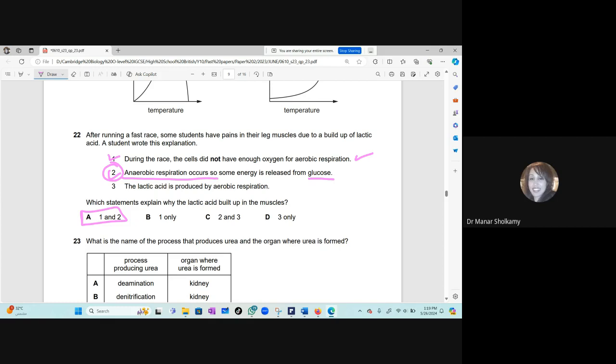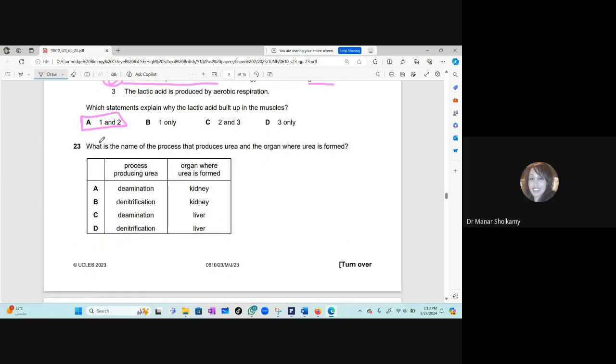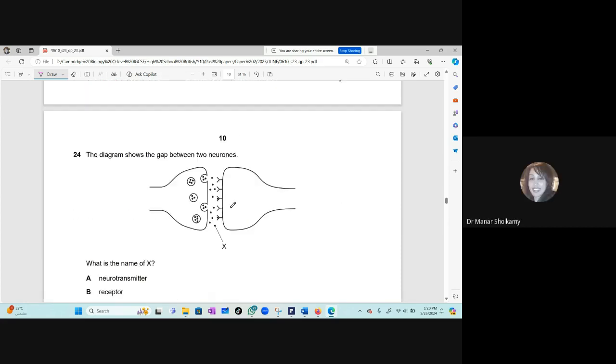Okay, good. 23. What is the name of the process that produces urea and the organ where urea is formed? So the process producing urea, what is its name? And it happens in which organ? Deamination, and it happens in the liver. C. Yes. Okay, deamination, and it happens in the liver, correct.